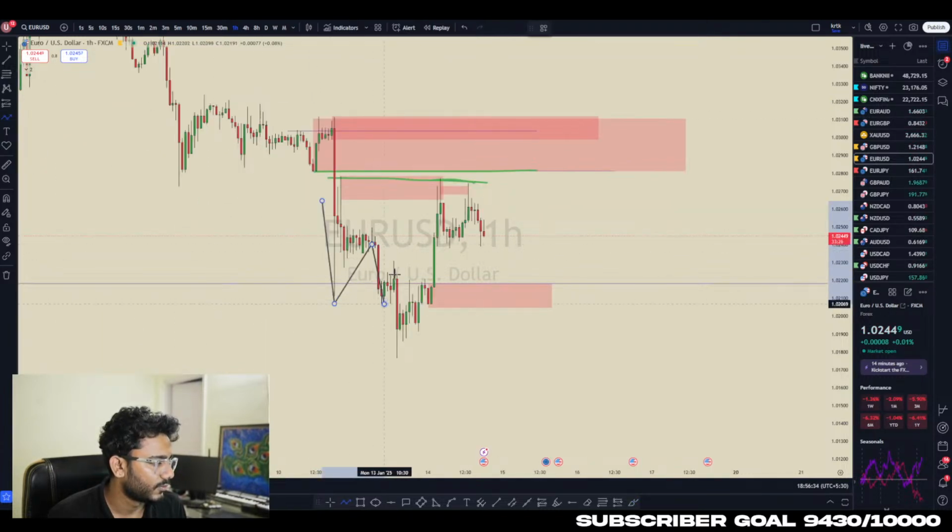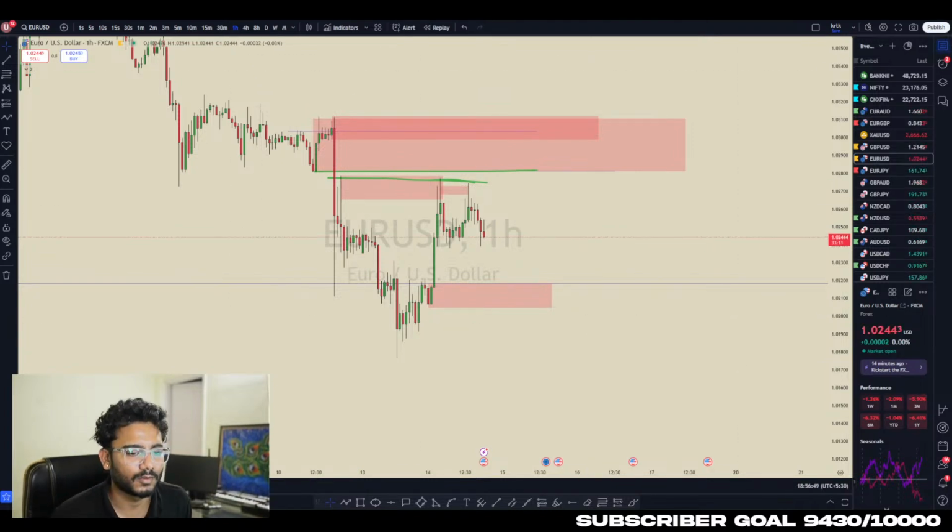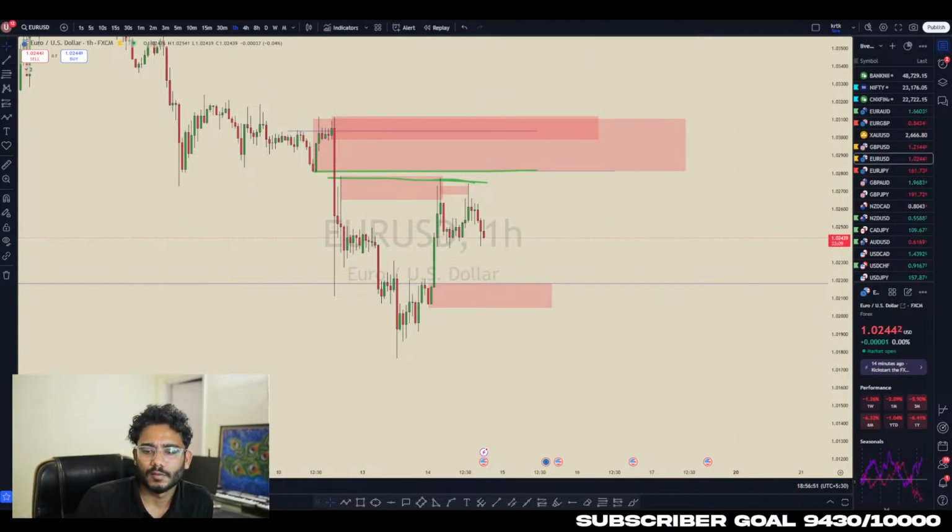We have this low, this liquidity sweep. Price created this order block, and price is now creating liquidity. So it can either react from this area or at this area. So both the areas I'm waiting for price to give us some confirmation so we can enter. Same on the gold also, it's the same.